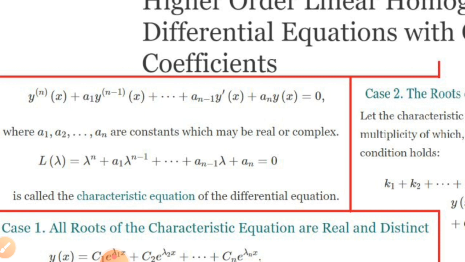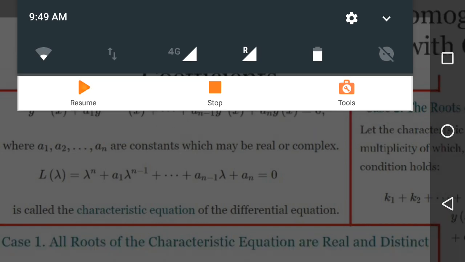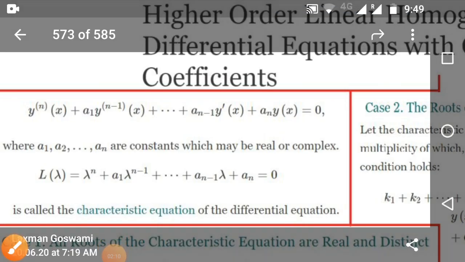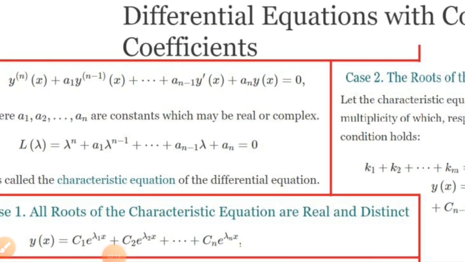From this equation we can write a characteristic polynomial or an auxiliary polynomial. We replace all the derivative terms by a constant lambda, and write lambda to the power n plus a1 lambda to the power n minus 1, and so on. This is the auxiliary equation or characteristic equation. Now, we will find the roots of this characteristic equation. By finding the roots, we can easily find the solution of the differential equation.